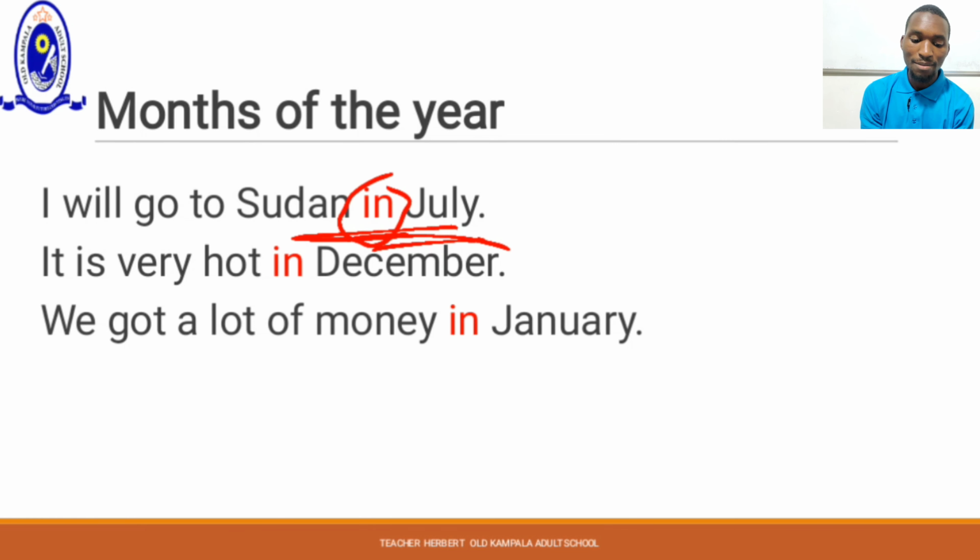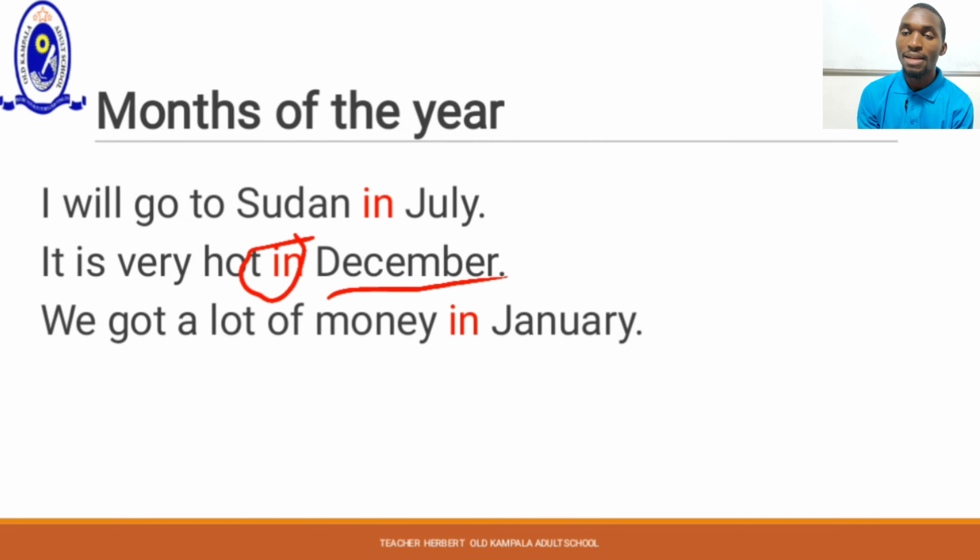Look at the second example: It is very hot in December. Because December is a month of the year, we must use in. So all months of the year must use in. Lastly, we got a lot of money in January, because January is a month of the year. Whenever you talk about months of the year, please use in. No at, no for, no. In. You can say I was born in July, I was born in May, like that.